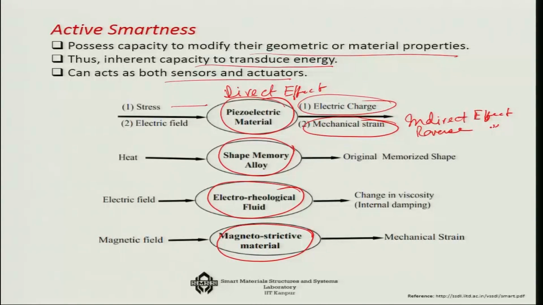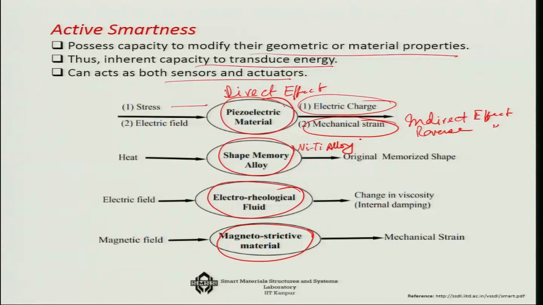Now that's about the piezoelectric material. Then you have materials like shape memory alloy, of which one of the very popular materials is nickel titanium alloy, and here if you apply temperature, you are going to see a huge change in terms of the deformation.